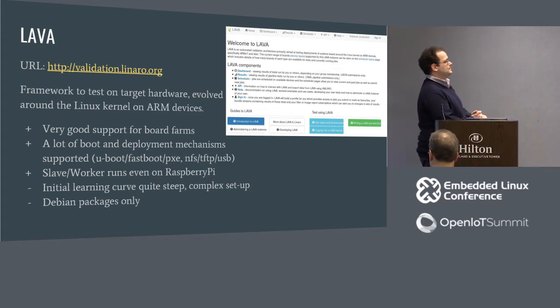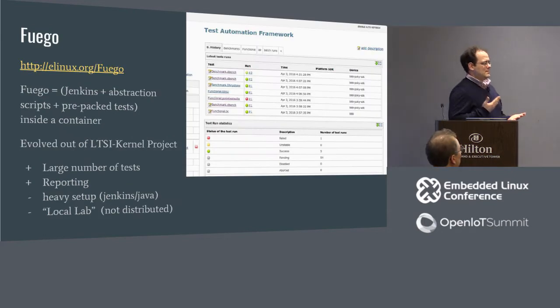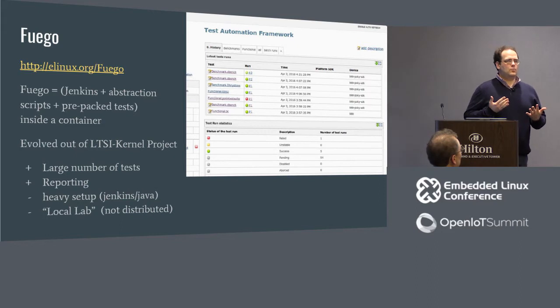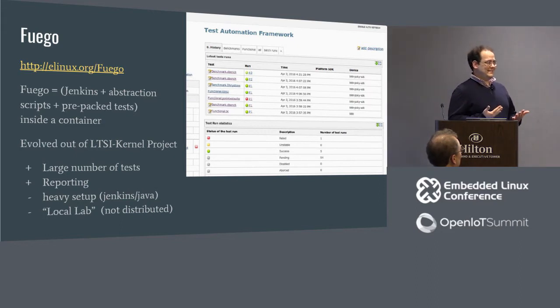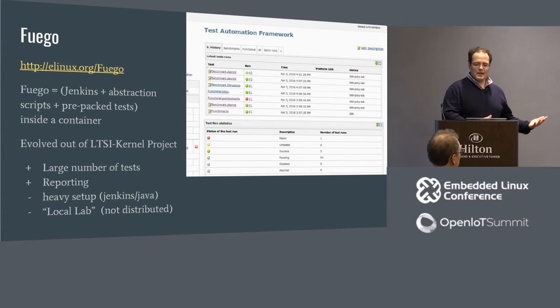So that's that part. Fuego. Fuego is basically a Jenkins which has a set of ready-made tests, basically kind of an abstraction scripts and pre-packaged tests that are or can run within that environment. And then you can run the tests, collect the results, post-process the results, and basically in the end create reports. So that's the big goal here.